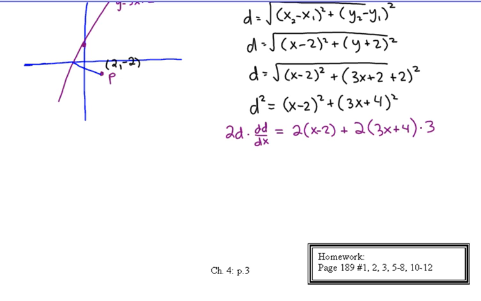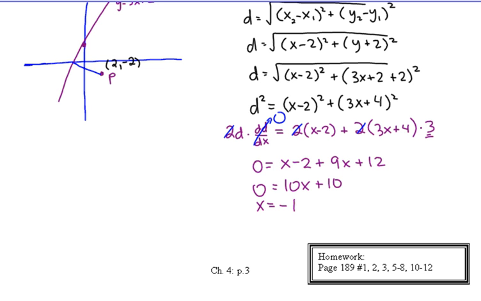You could still do some simplifying. What could we do? You could divide all terms by 2, and then dd/dx is going to be set to 0. D times 0 is 0. So I have 0 equals x minus 2 plus 9x plus 12, if you bring in the 3, and don't forget that 3 there, the derivative of the inside. Or 10x plus 10. So x is negative 1.